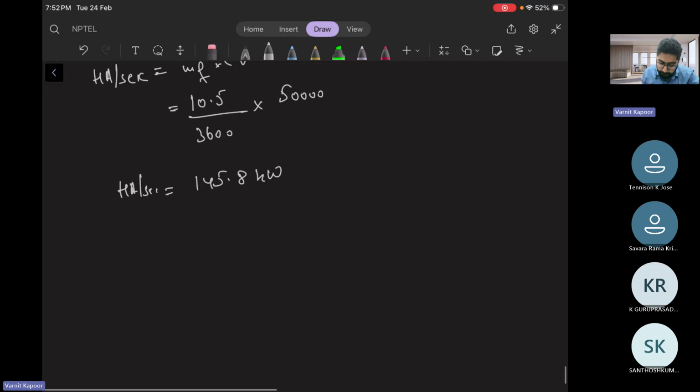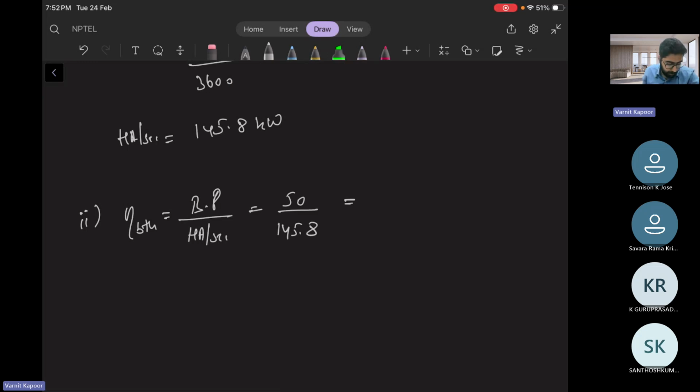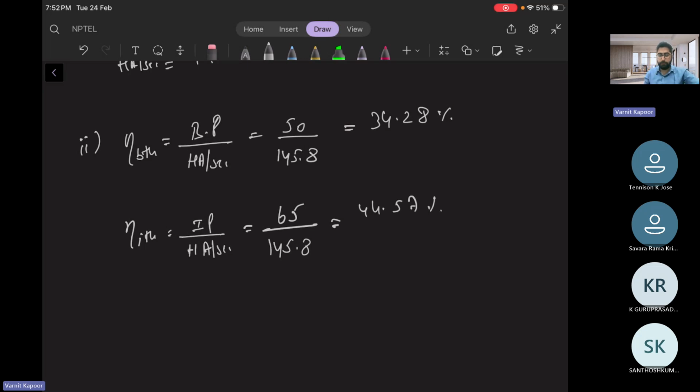We got the first answer. Then brake thermal efficiency, BTH, is nothing but brake power to that of heat added per second. Brake power is 50, heat added per second is 145.8. From here, it will come out to be 34.28%. Then if I ask for indicated thermal efficiency also, that will be indicated power to that of heat added per second. Indicated power is 65, heat added per second is 145.8. This will give me 44.57%.